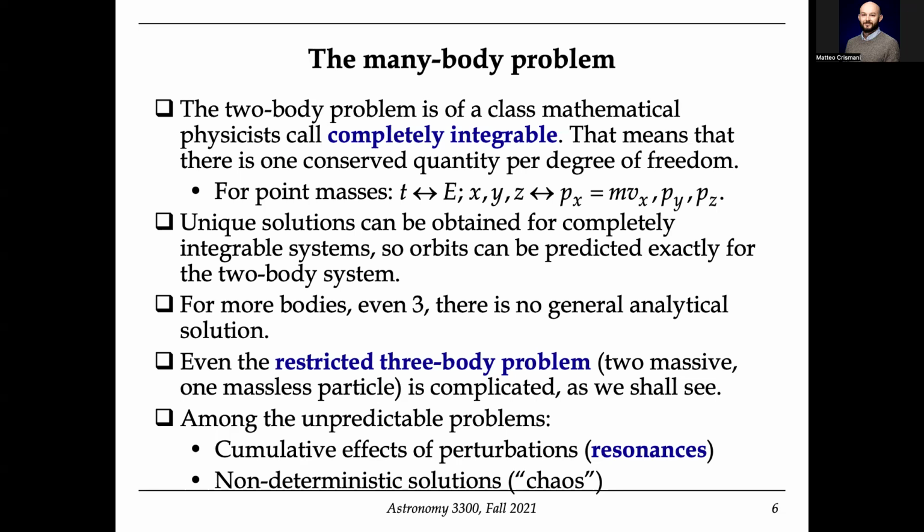But if you can keep the two masses doing whatever they normally like to do, for example, solved by a completely integrable solution, that's much easier. Because then you just model those two, and then this one acts like a perturbation. We're going to see some unpredictable problems. You're going to see the effects of perturbations, happening at the right time in resonance, and the mean motion resonances that you saw in the homework. And you're also going to see non-deterministic solutions. Two solutions that start very similar to one another and yet diverge. So the idea of chaos is a mathematical concept.